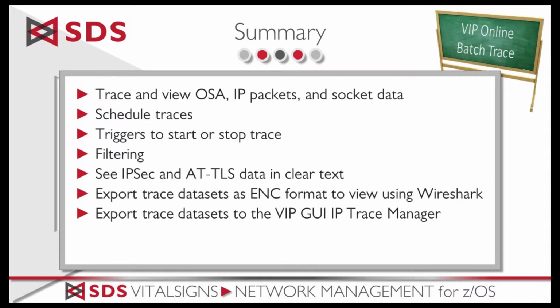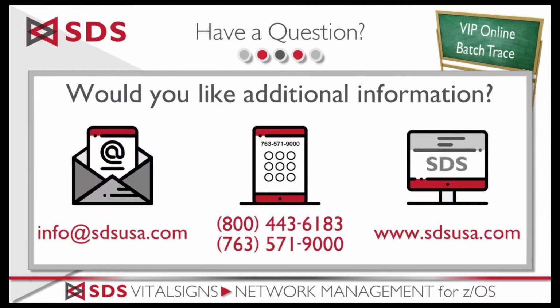So take advantage of the batch trace to stop having your developers bug you to run packet traces. Provide them with a VIP trace manual and a sample of the batch trace job, then they can run their own traces, including the socket trace. Now that you know about this feature, it's time to share the news with your colleagues. We're confident productivity will increase in your organization when using this hidden gem.